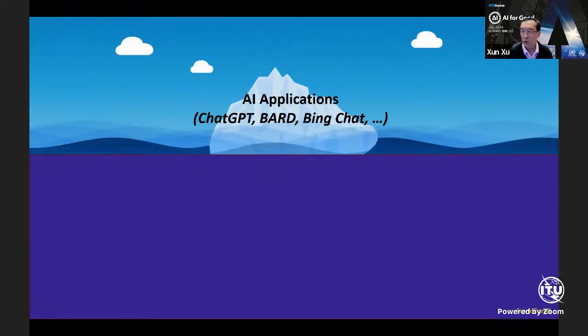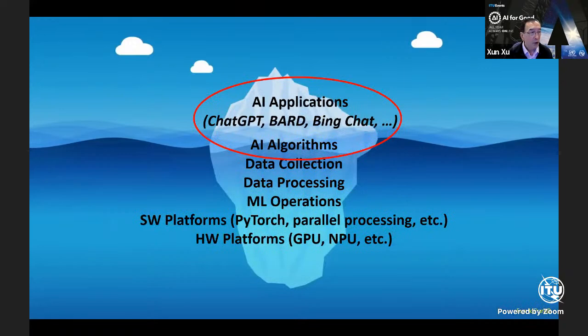This slide is borrowed from Professor Frank Park, the president of the Robotics and Automation Society in IEEE. So we talk about ChatGPT and Bard and Bing Chat and all the other generative AI applications. Really, it's actually just the tip of the iceberg. Underneath that, we have a lot of activities, a lot of technologies and developments that need to be done. So we have data collection, different algorithms that need to be developed, data processing, machine learning operations, software platforms, and hardware platforms.